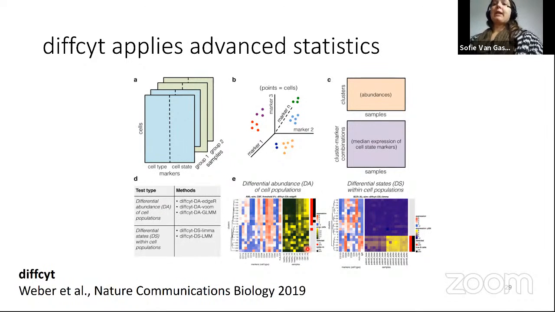And then the main thing happening in this DiffCyt paper is that they use more advanced statistics, while we often just go for a simple Wilcox test to compare between 2 groups, for example. They propose some more advanced statistics to get really the most out of your data.